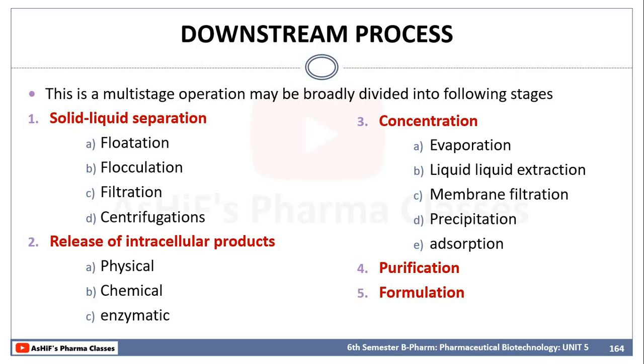From this solution, most, about 90%, will be water. So we have to concentrate the solution we have got. So we go for concentration by evaporation, liquid extraction, membrane filtration, precipitation or adsorption. Then we have to purify structurally similar compounds. There will be some peptides or amino acids which we have to separate, and it will be done by chromatographic techniques, either gel chromatography or ion exchange chromatography. So these are the different purification techniques. And finally, we have to formulate for storage conditions.